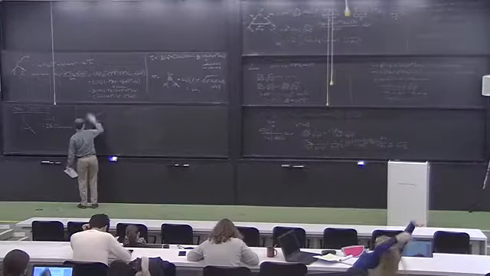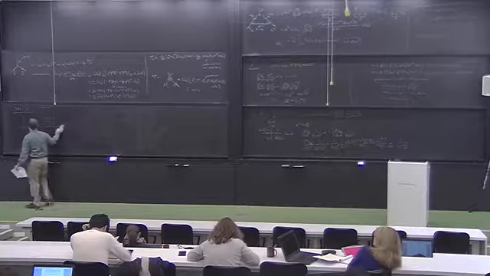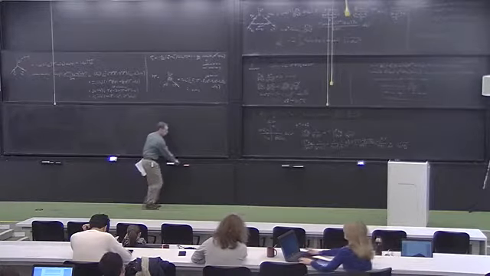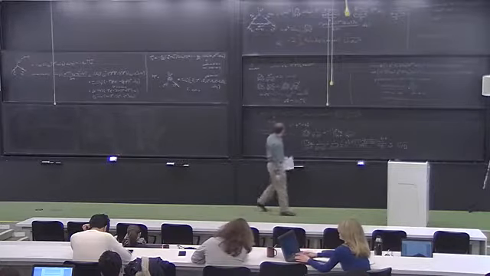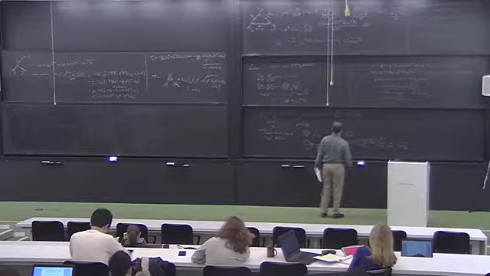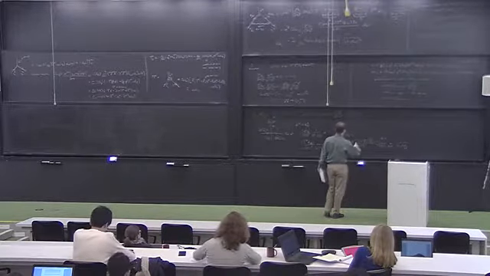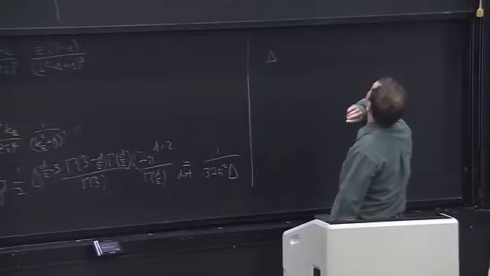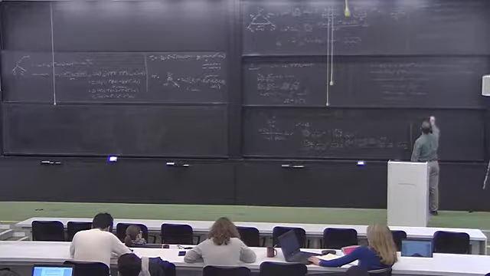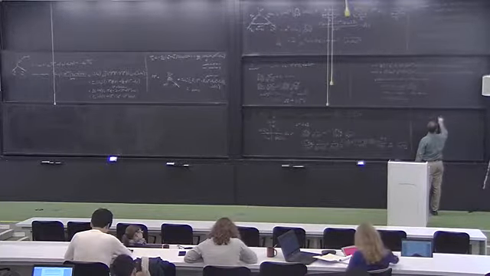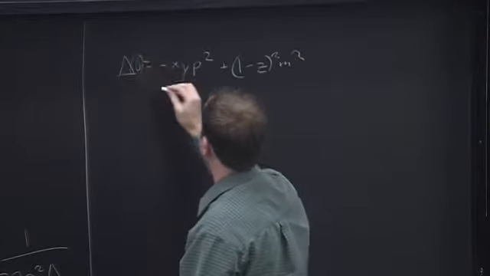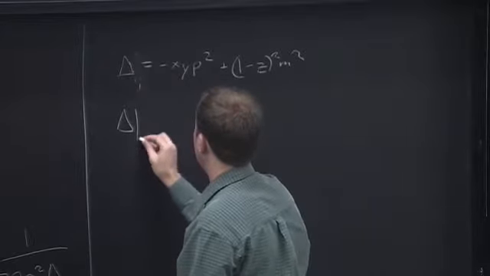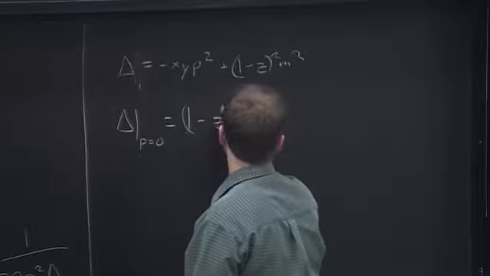But fortunately, since we're interested in the magnetic moment, all we want to do is compute these integrals when p is 0. So if we take p to 0, the p dependence in this integral is all hidden in delta. Delta was minus x y p squared plus 1 minus z squared m squared. And so delta at p equals 0 is just simply 1 minus z squared m squared.